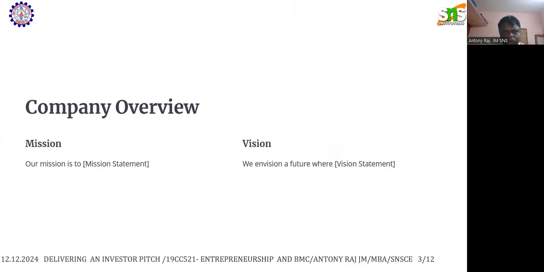Next, you're going to put the company overview and talk about your mission statement and your vision statement in detail, and how you plan to achieve it, what the strategies and plans are. Vision is where you want to be, why you want to exist, what your purpose is; everything comes under the mission statement. So in the company overview, the mission and vision statements are the two very important things we're going to incorporate here.